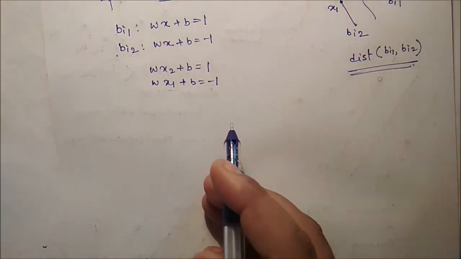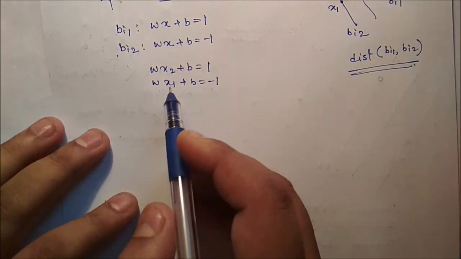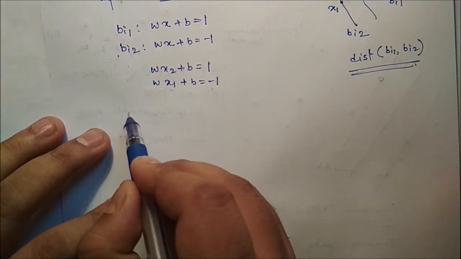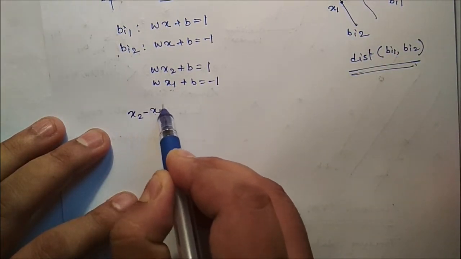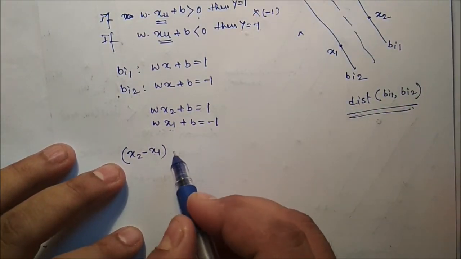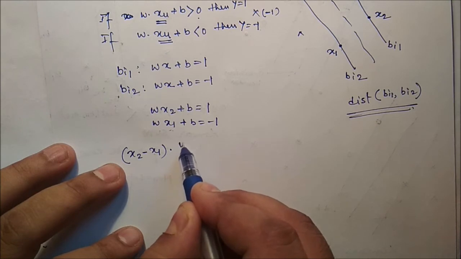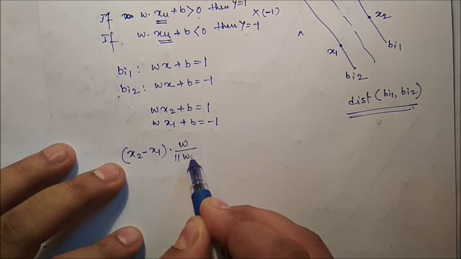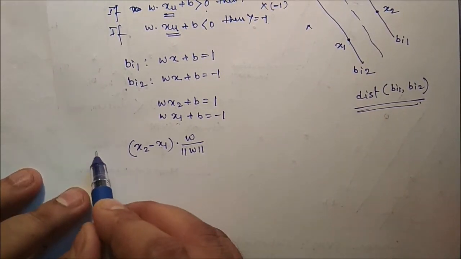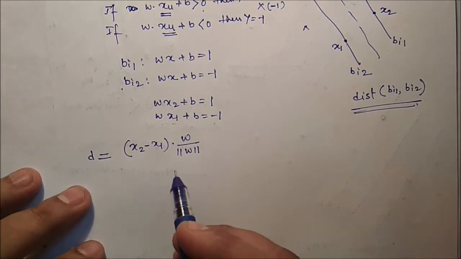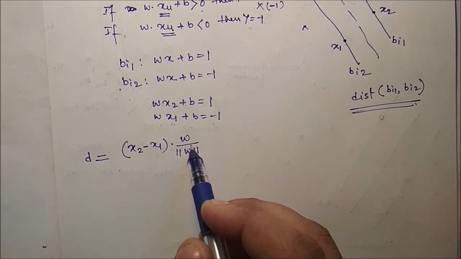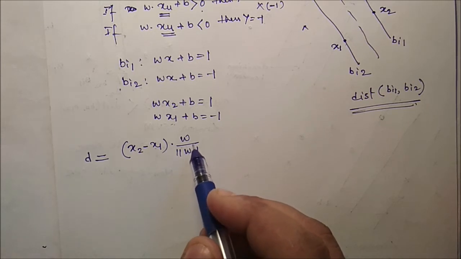Now to get the width, what should it be? It should be the difference x2 minus x1. Now if you multiply it with the unit vector, w by the norm of w, then that is nothing but the width of the margin. So x2 minus x1 times the unit vector is the width of the margin.